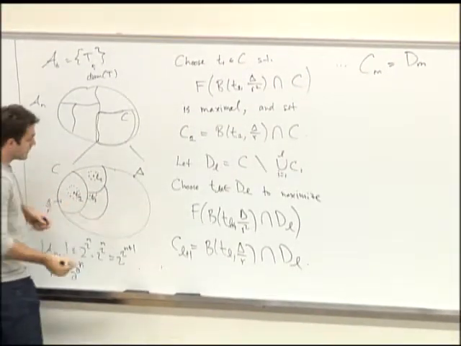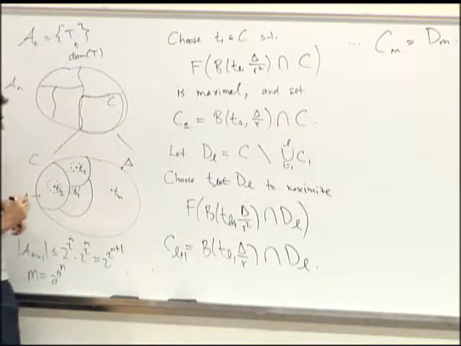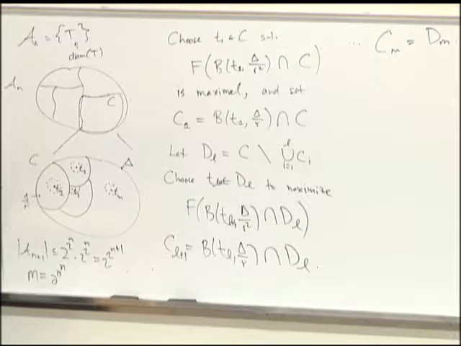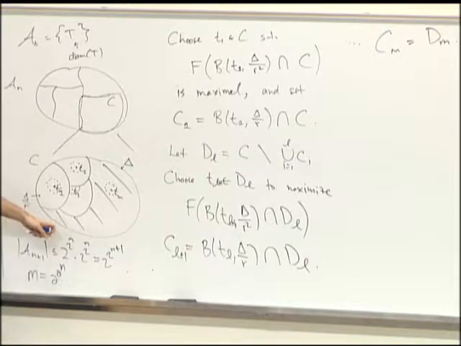So we finally got to the mth point. Again, it was chosen to maximize this ball. But now, what can we do? We just cut out the whole set. So this is T sub m. I mean, this is C sub m. This is the last set.